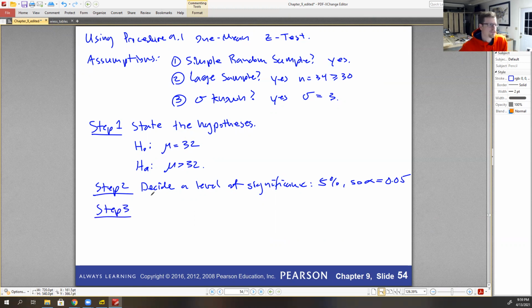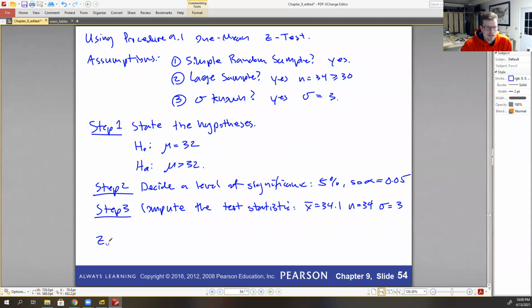Step 3 is for us to compute the test statistic. To compute the test statistic, we need to know a few things. We need to know the mean of the sample, which we found to be 34.1. How many observations are in the sample? We found that to be 34. And the standard deviation of the population, we already knew. We said that up here, it's 3. That is essentially it. The only other number we need is this number here.